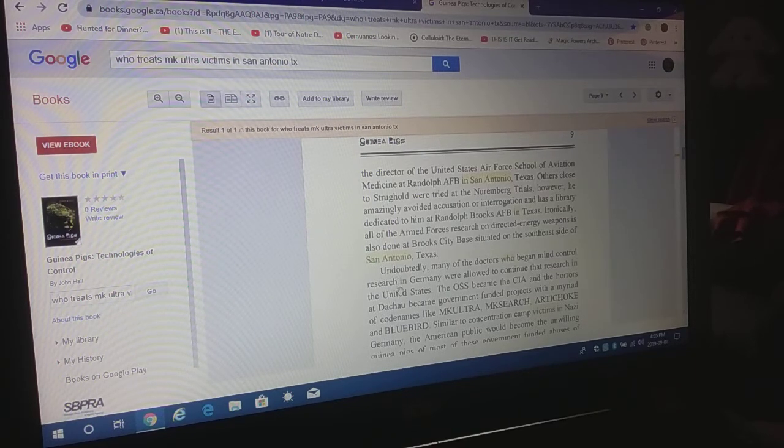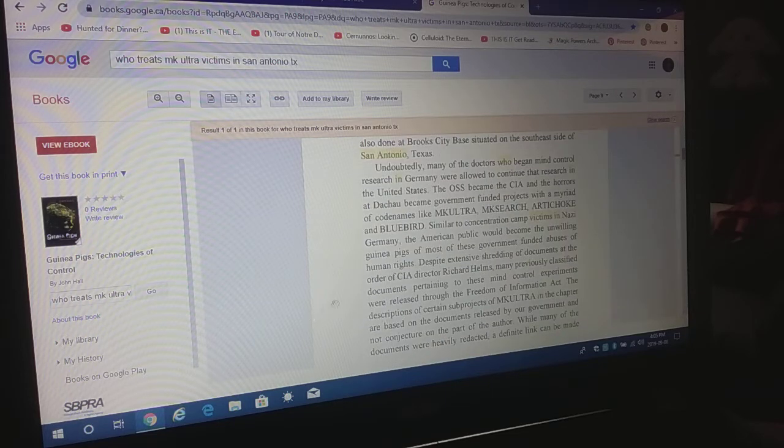Undoubtedly, many of the doctors who began mind control research in Germany were allowed to continue the research in the United States. The OSS became the CIA, and the horrors of Dachau became the government-funded projects, which are under the code name MK Ultra, MK Search, Artichoke, and Bluebird. Similar to the concentration camp victims in Nazi Germany, the American public will become the unwilling guinea pigs of most of these government-funded abuses of human rights.